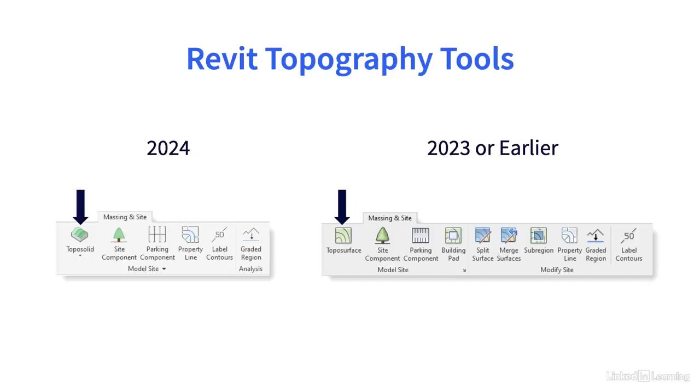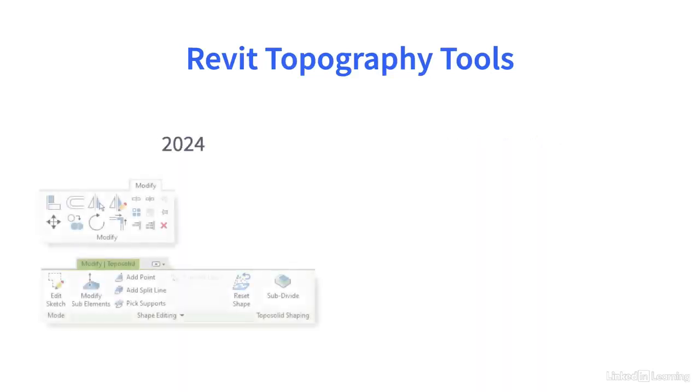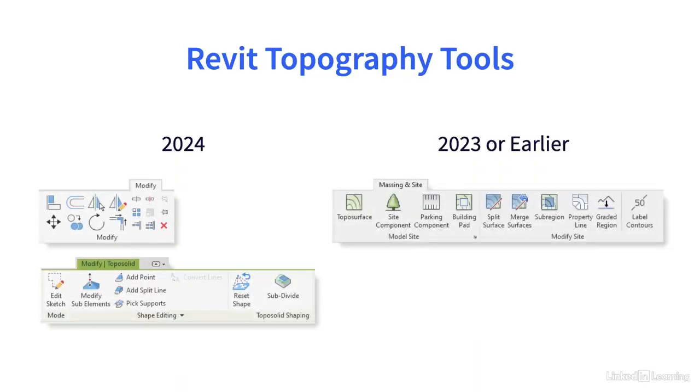Now, there are many other tools related to topography and site design that are still available and function largely the same. Those include things like the site components, the parking components, property lines, graded regions, and so on. So you can see that several of those tools are still there. They're just slightly reorganized on the ribbons of the two different versions. Now, some of the other tools have been relocated to entirely new areas.